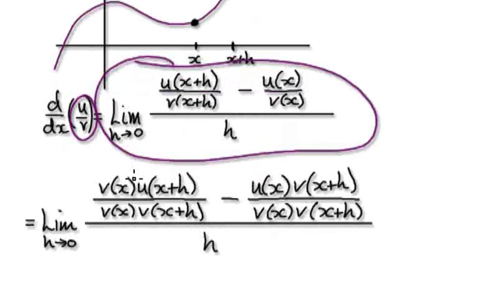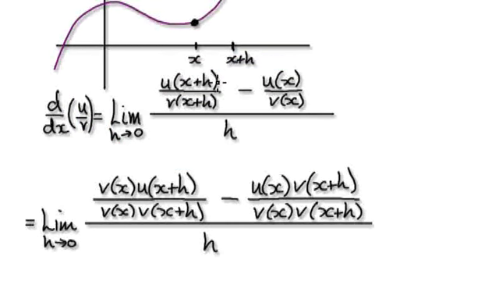Now it's just a matter of using algebra. So we want to merge these two fractions. At the moment the two denominators are different, so we've got to get the two denominators to be the same. So over here times top and bottom by the same thing, v of x. And then over here times top and bottom by the same thing, by this thing here, so it's v of x plus h times v of x plus h. And then that will give you this here.